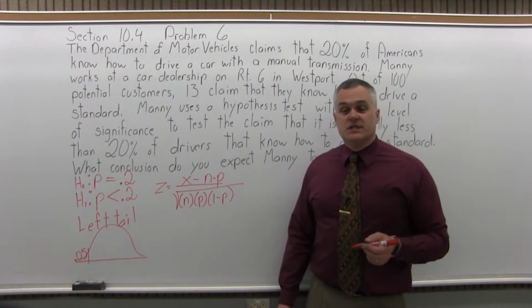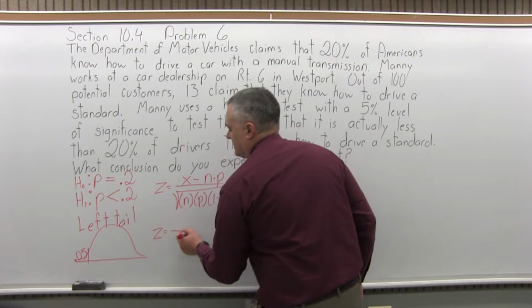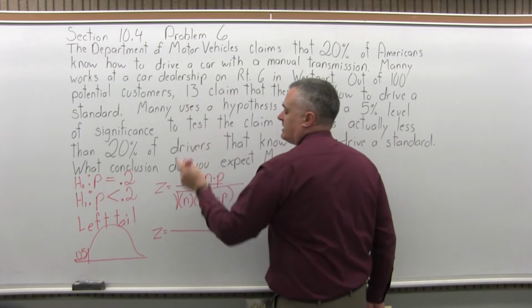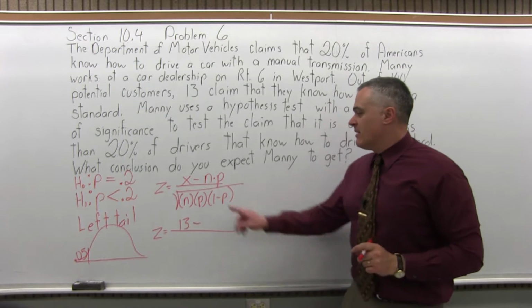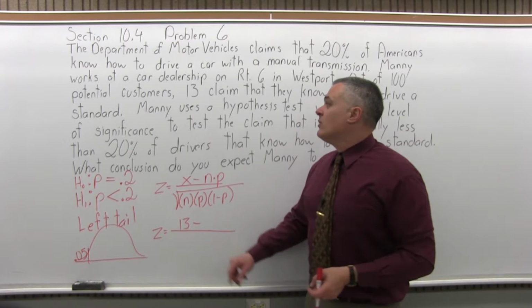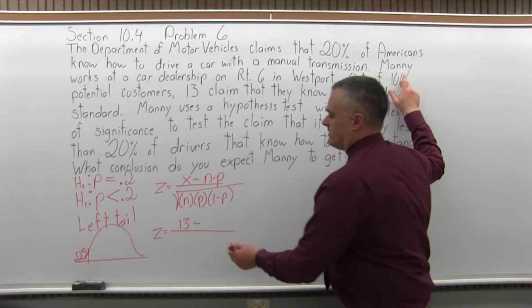So that's the formula for z. To fill it in, we get z equals x, the number of observed successes, which is 13, the 13 people who claim that they know how to drive a car with a manual transmission, minus n, the size of the sample. Well, this sample had a size of 100.